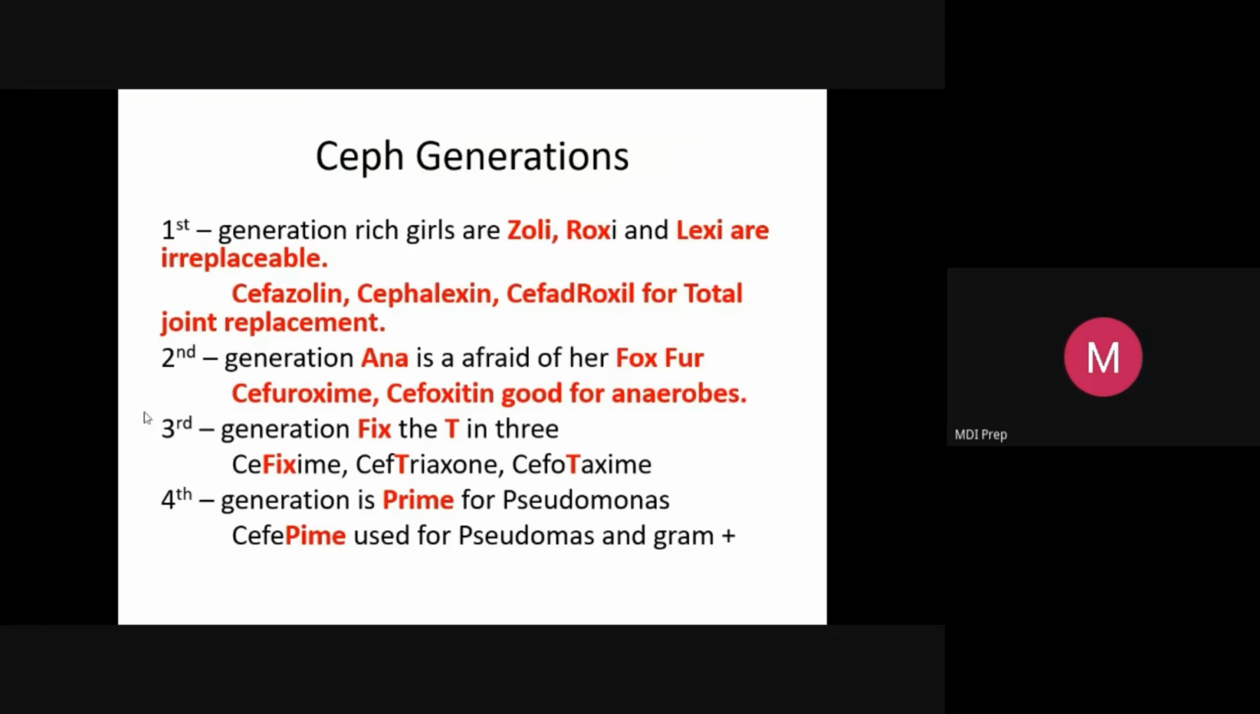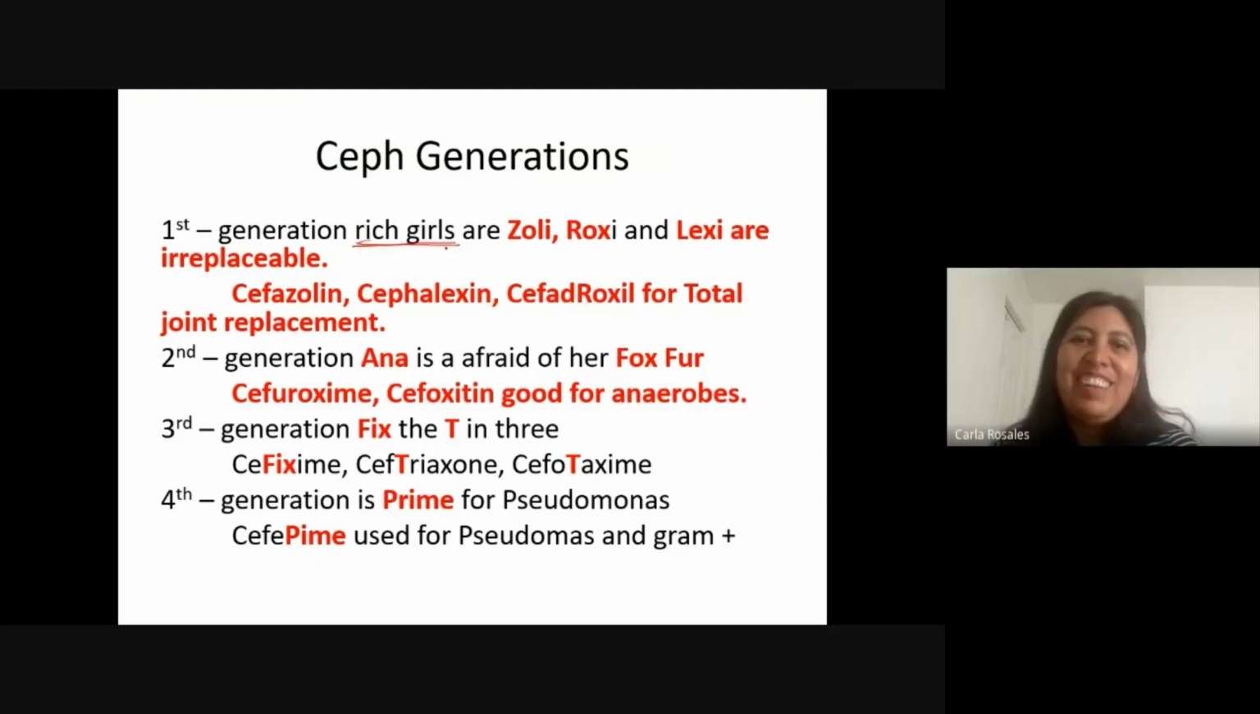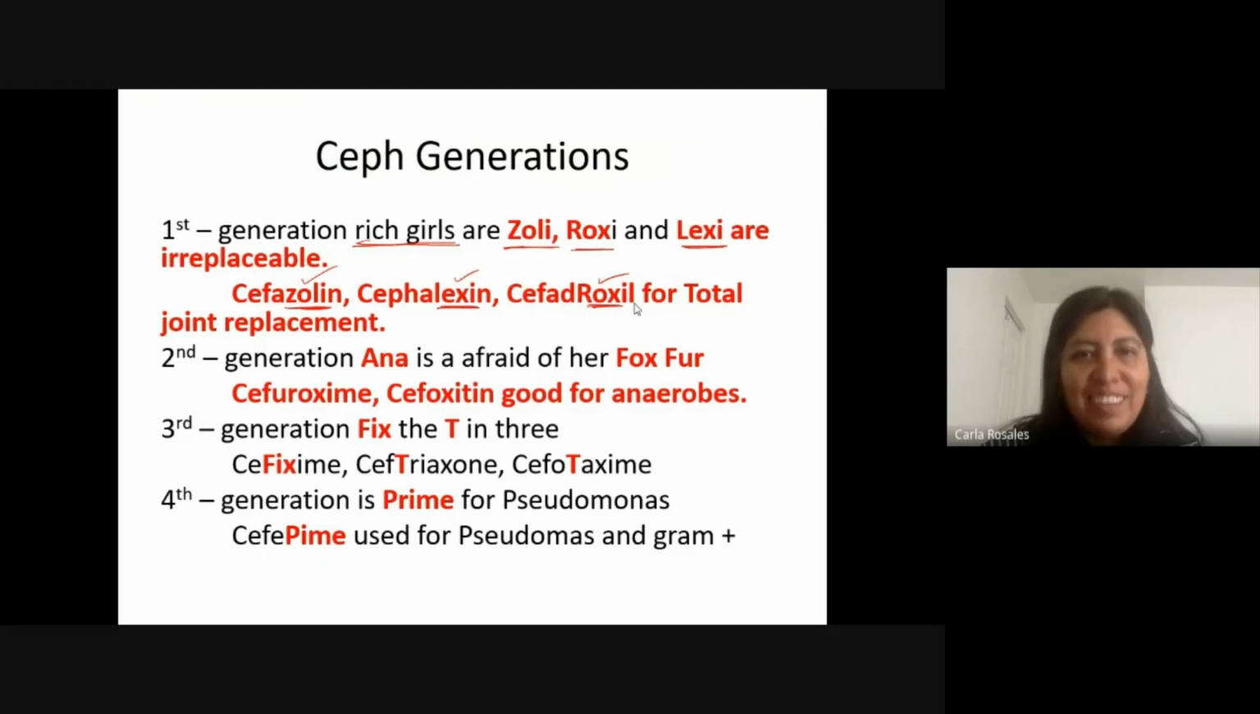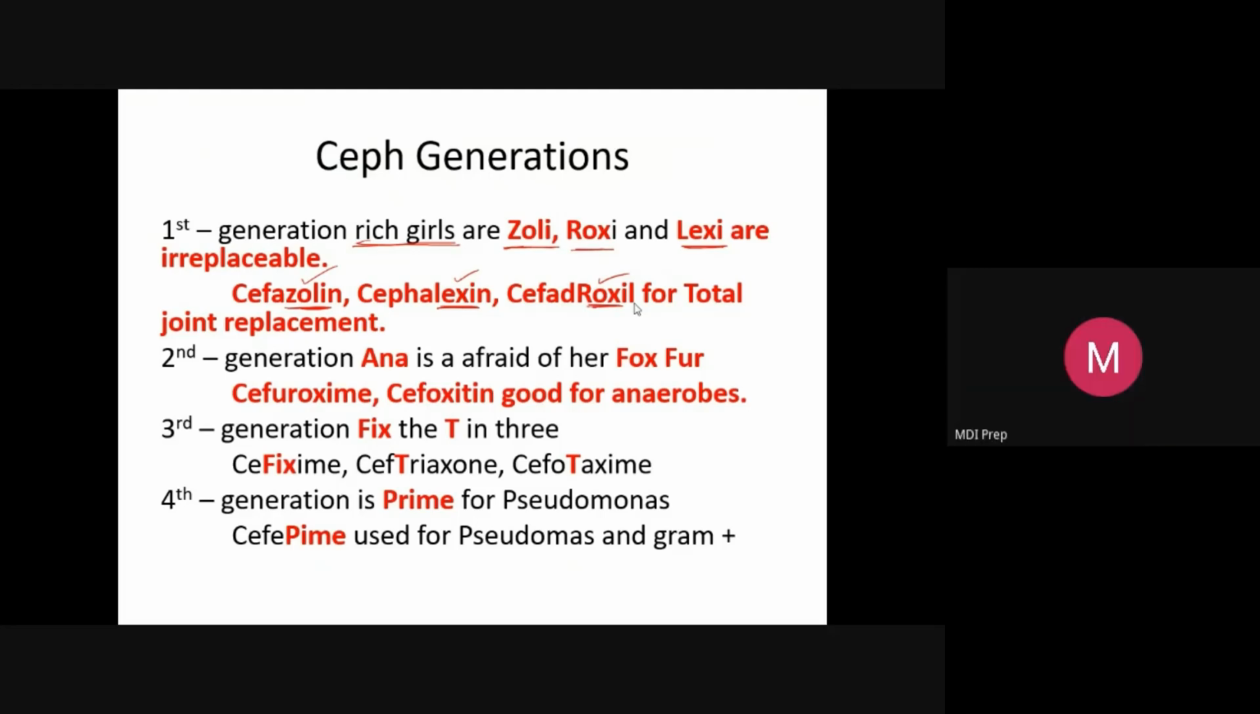So the first generation, I always like to think of the first generation of cephalosporins as the rich girls. These are the girls from Hollywood, California. And their names are Zoe, Roxy, and Lexi. They're 3 sisters, okay? So look at this. Cefazolin, Cephalexin, and Cefadroxil. So that's Zoe, Lexi, and Roxy. You understand that? Yes. All right. So those are your first generations.